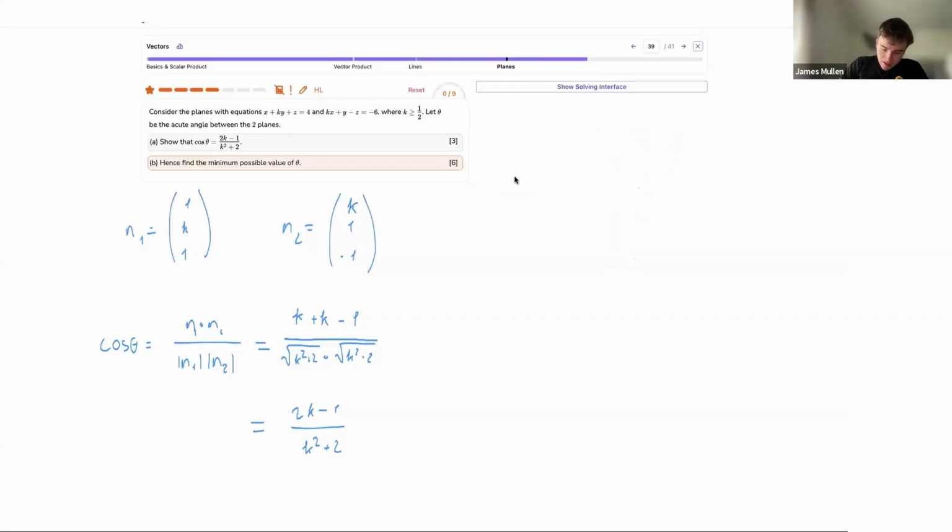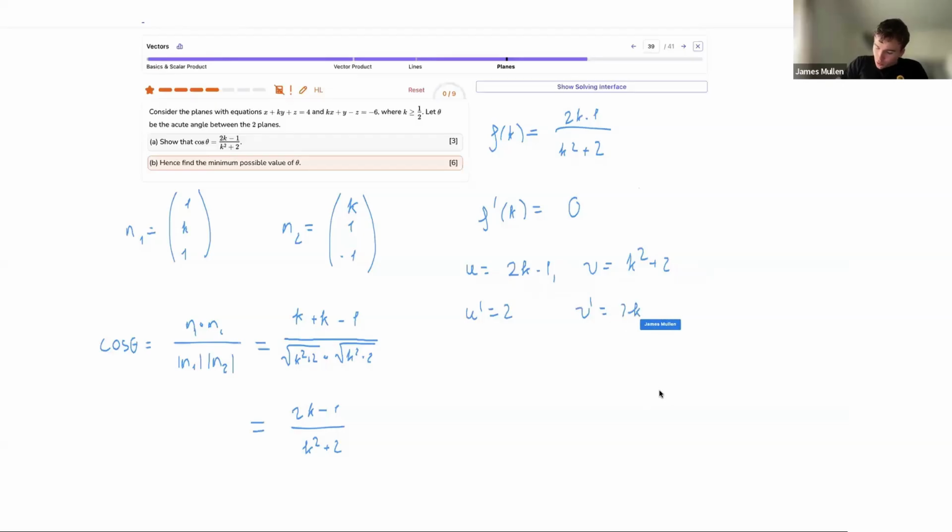And we know that cosine theta is (2k minus 1) over (k squared plus 2). So let's just say f of k is equal to (2k minus 1) over (k squared plus 2). Well, how do I find a maximum? I find f prime of k, and I set it equal to 0. What is the derivative going to be? I can take u equals 2k minus 1, and v equals k squared plus 2, so that u prime is equal to 2 and v prime is equal to 2k. And then according to the quotient rule, f prime of k is going to be (u prime v minus v prime u) over v squared.